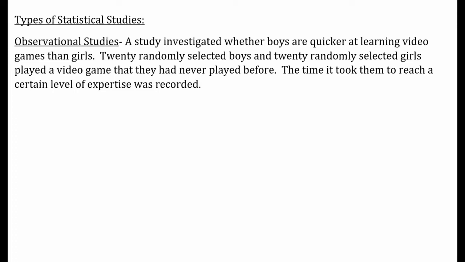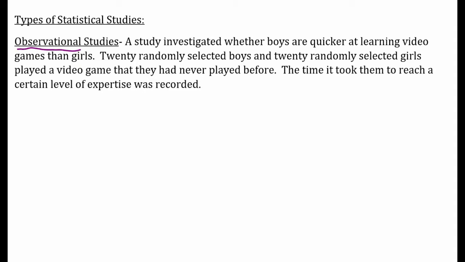So the first type of study that we can do is an observational study. And the key word there is observational. So here's an example of an observational study. A study investigated whether boys are quicker at learning video games than girls. So they randomly selected boys and randomly selected 20 girls to play a video game that they've never played before. The time it took them to reach a certain level of expertise was recorded.